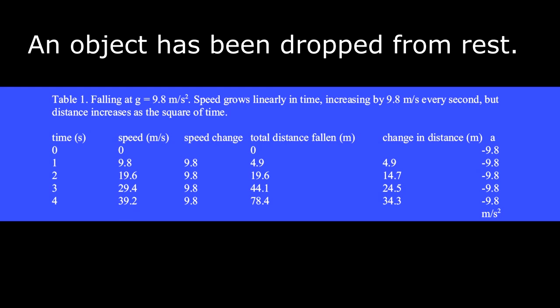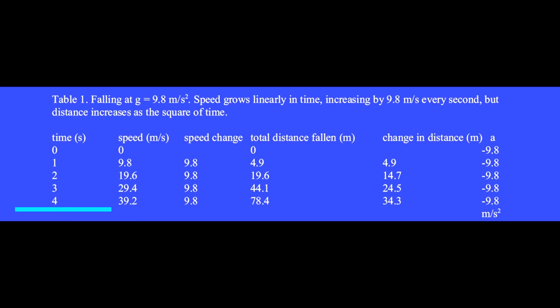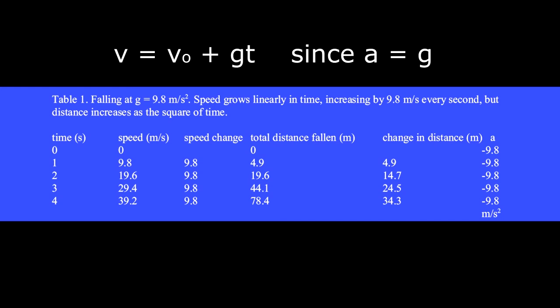An object has been dropped from rest. These are the measurements of its position and speed through the first 4 seconds of its fall. This column is the time. At t equals 0, the speed is 0 meters per second. 1 second later, the speed is 9.8 meters per second, and then 19.6, 29.4, and 39.2 meters per second. We see that the speed changes by 9.8 meters per second between each successive second. The speed is changing linearly in time. We have v equals v0 plus gt, since the acceleration is equal to g.